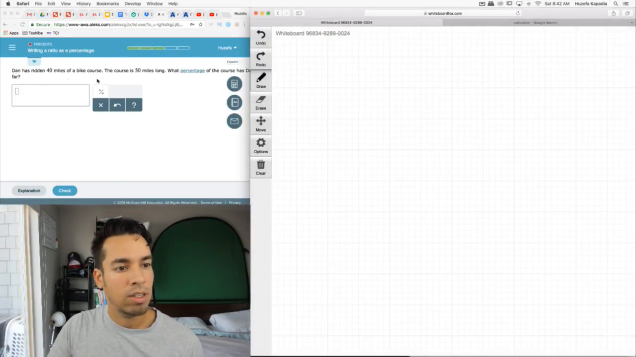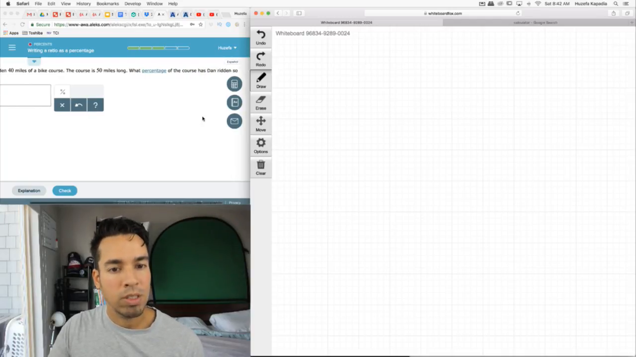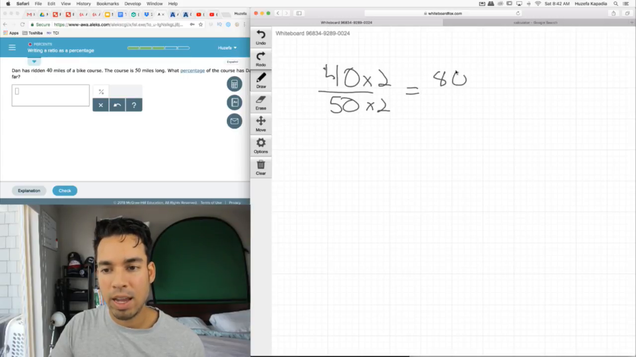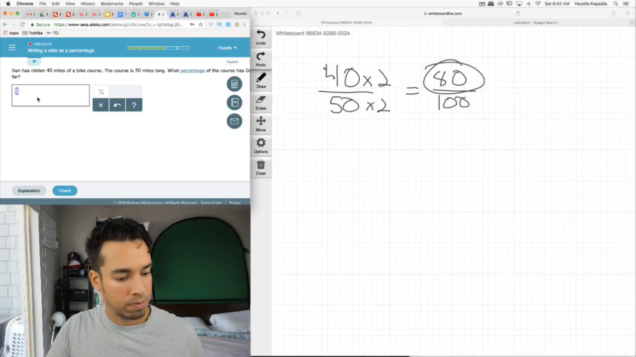Last but not least, Dan has ridden 40 miles of a bike course. The course is 50 miles long. What percentage has Dan ridden so far? Well, he's ridden 40 out of 50 miles. Turn that bottom into 100 by multiplying by 2. Do the same to the top, and we get 80 out of 100, which is 80%.